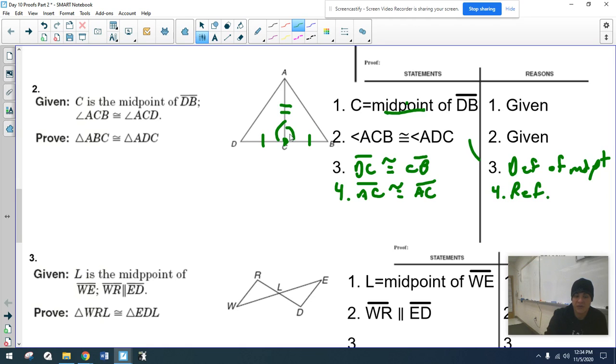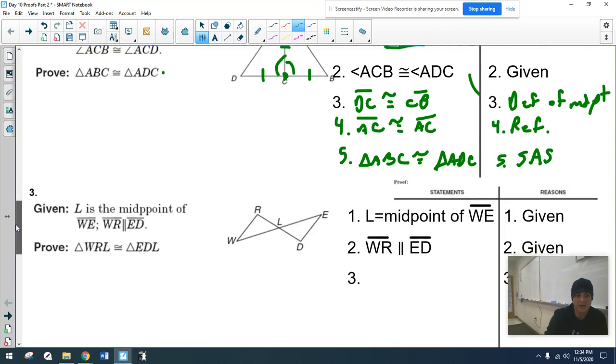Got my 3 pieces of info, so next will be a triangle congruence statement, which is right there. That's the proof. So just copy. And then I've got side, angle, side for that one. Okay, I think I got 2 more for you, and that's it.